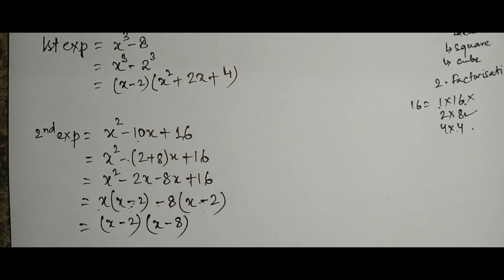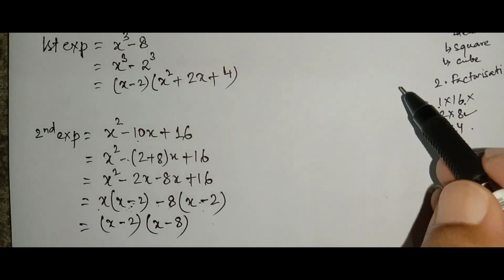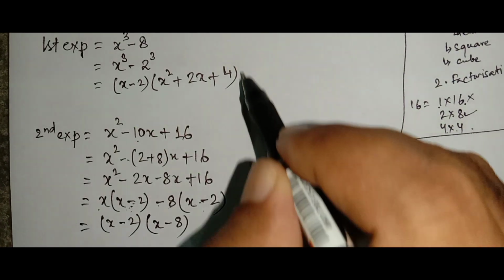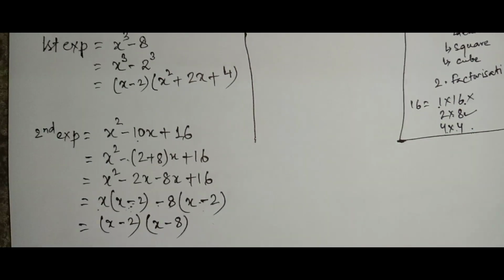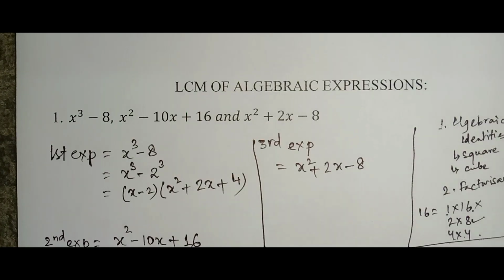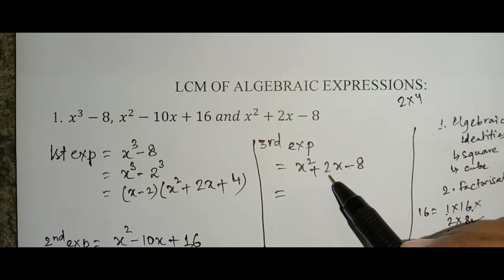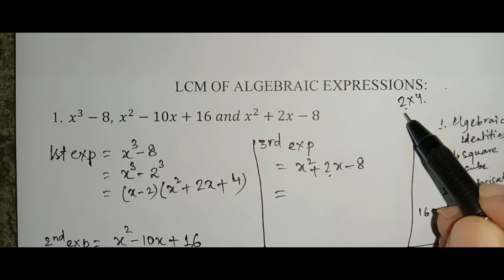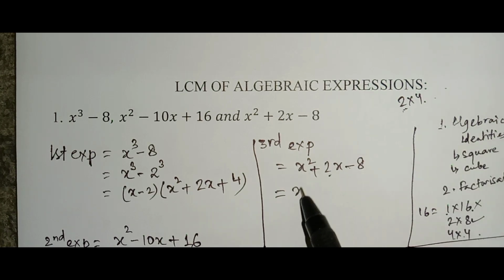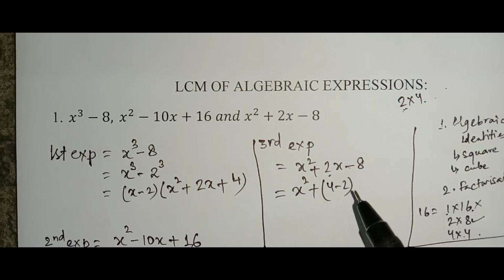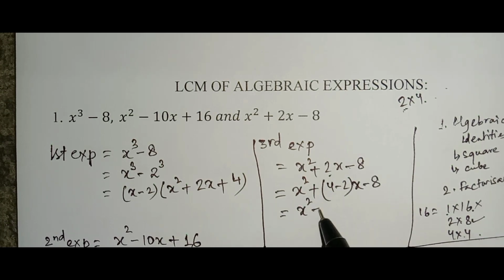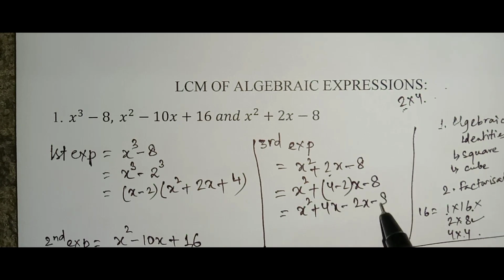Now let's check our third expression. We don't have enough space here, so I'm going to solve it here. Our third expression is x squared plus 2x minus 8. Let's find the factors of 8: 2 and 4. In the subtraction we have to get plus 2. 2 minus 4 is negative 2, but 4 minus 2 is positive 2. So I write x squared plus 4x minus 2x minus 8.